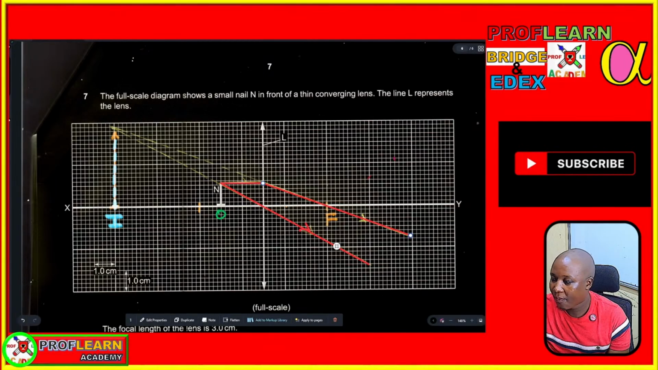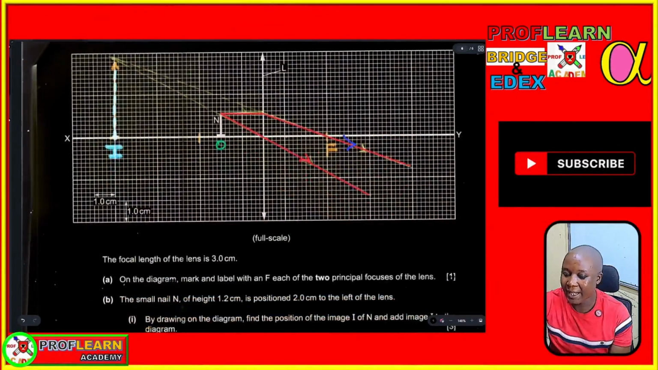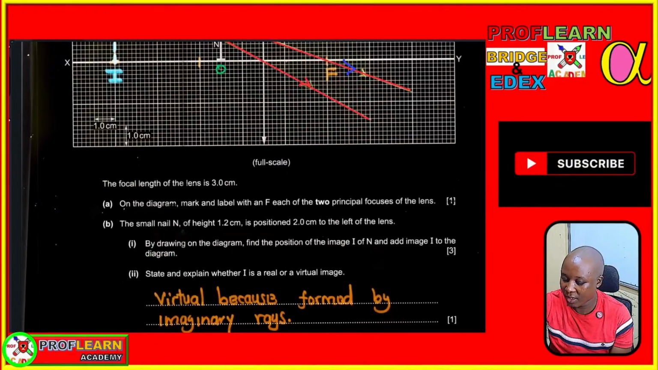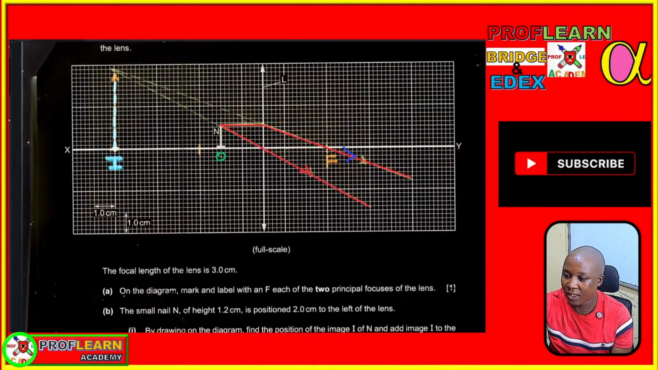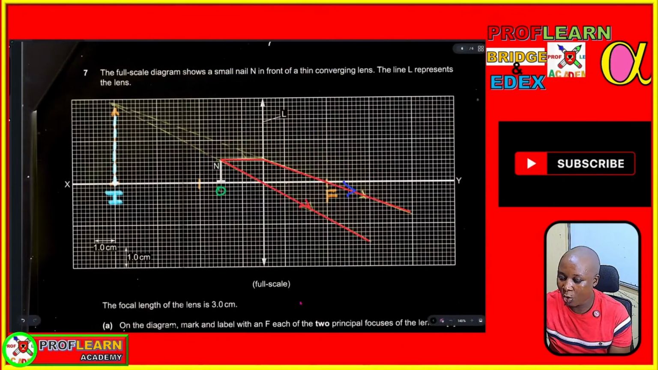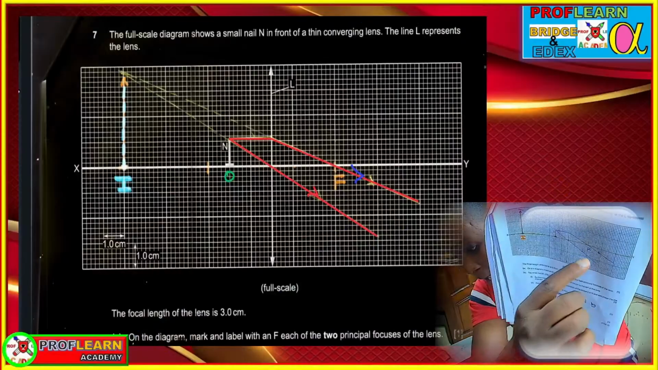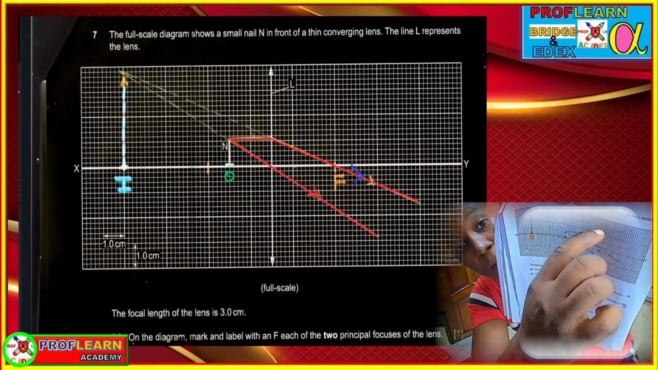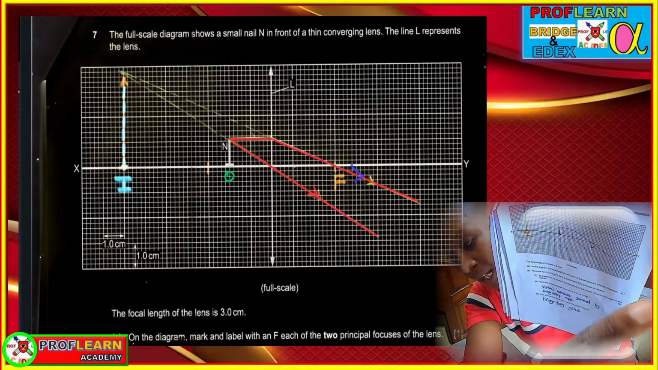And then if you want to locate the image, because these two rays we have here are diverging, you see these two rays are diverging, we are going to extrapolate these rays backwards, because they are not going to meet. They are diverging.